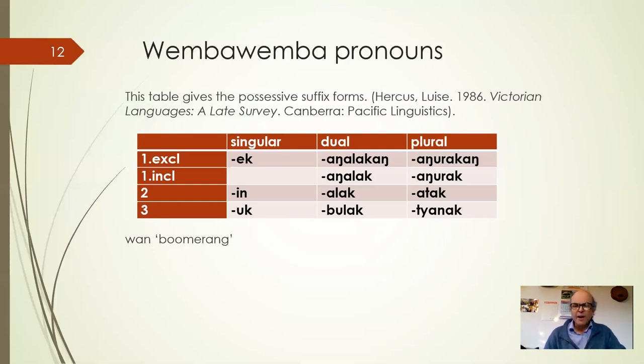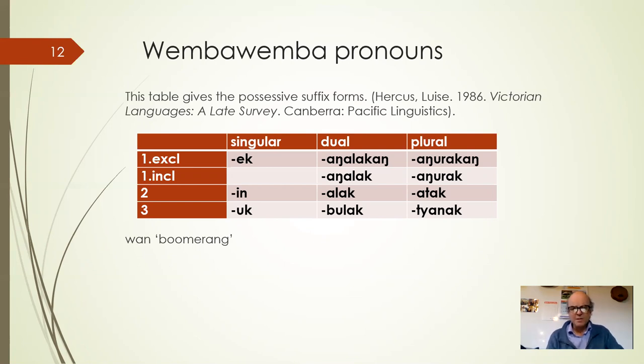But if I was speaking to Asifa and was saying, me and my wife, Kim Siu, some of you have met, are owning something, I'd have to use angalakang, because that excludes the person that I'm speaking to. Alak means your two, and bulak means their two.